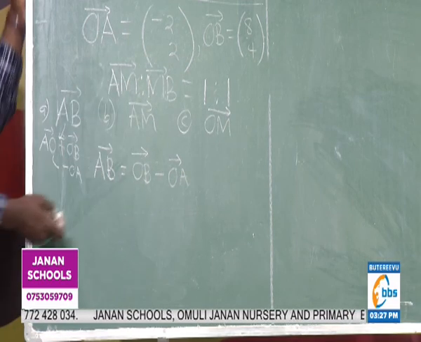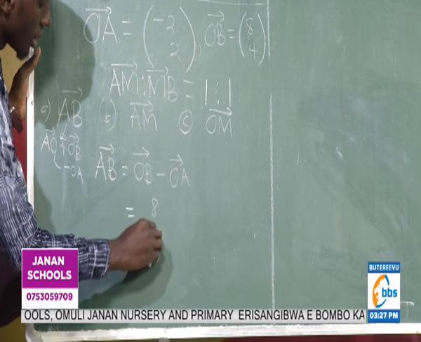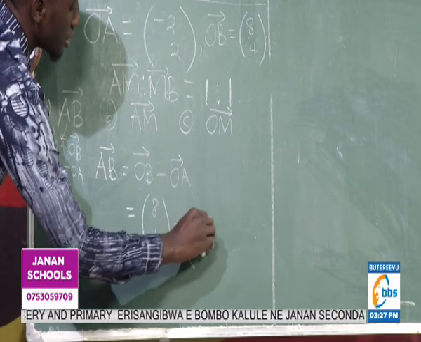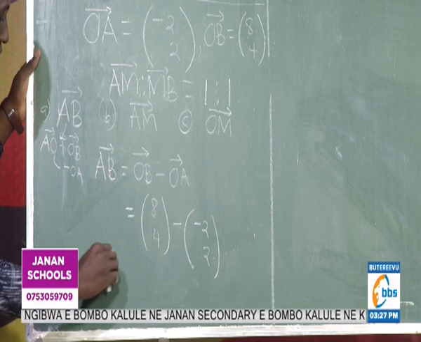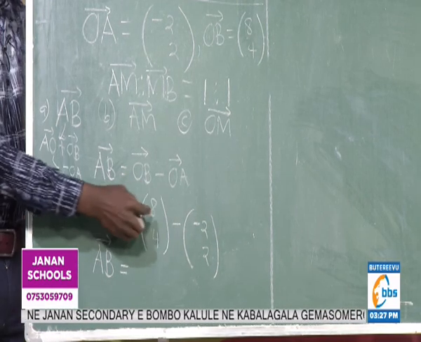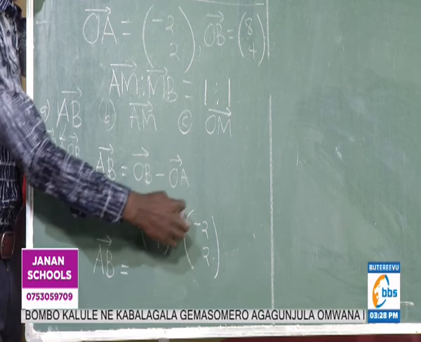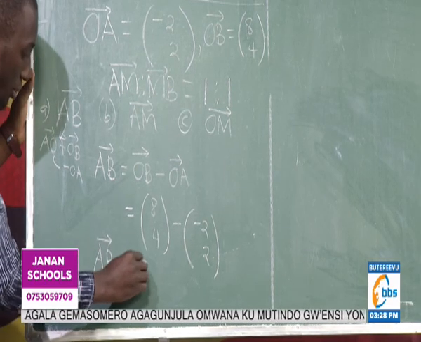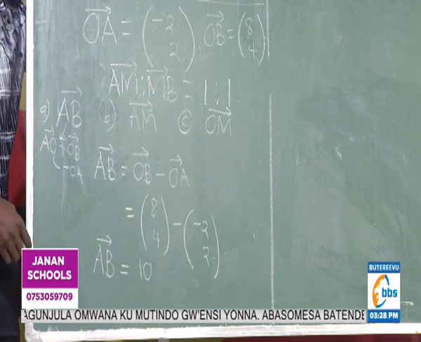I just come back and make substitutions. So my AB will be OB, which is (8, 4), then minus my OA, which is (-2, 2). So we subtract these ones. So this is 8, then minus negative 2. This will give us a plus. So I'll end up having 8 plus 2, which will be 10. Then also down we have 4 minus 2, which will become a 2.